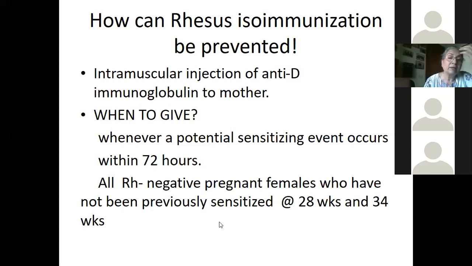So how do we prevent it? We give an intramuscular injection of anti-D within 72 hours, right? Females who are RH negative, if they produce an RH positive fetus, but if there has been a sensitizing event, a miscarriage, an abruption, an IUD, a baby delivered, or an ectopic pregnancy, and you don't know the blood group of the baby of the pregnancy that was lost, so in that case you have to give anti-D to every woman.